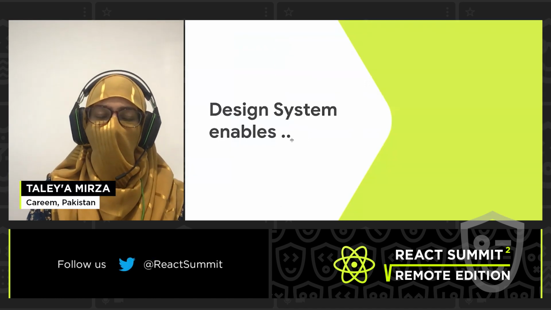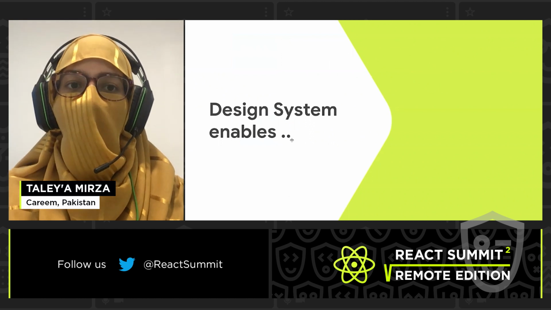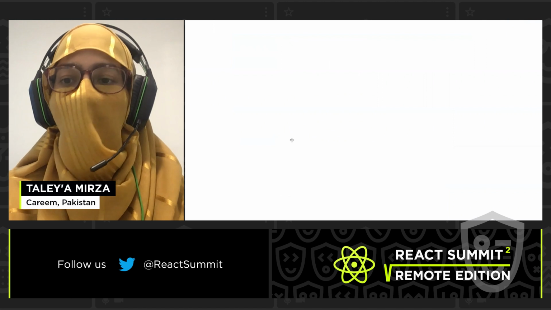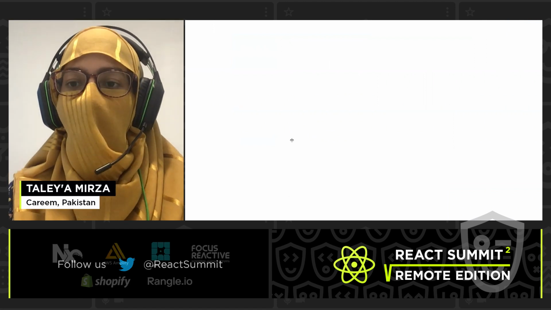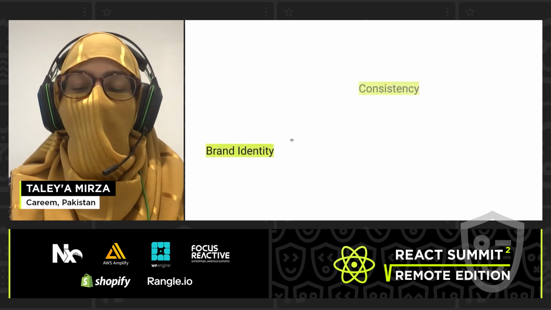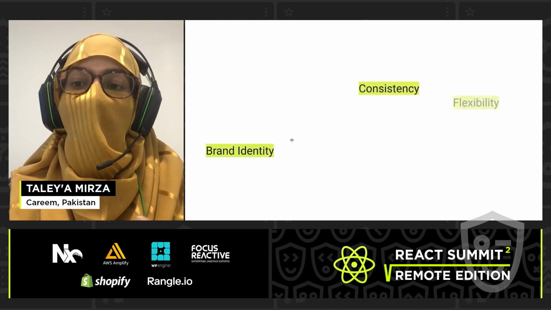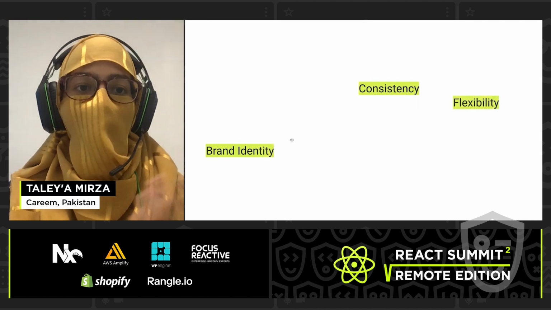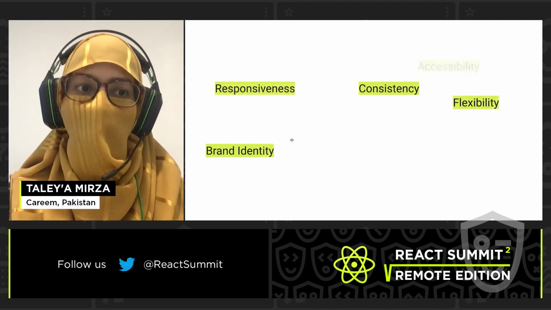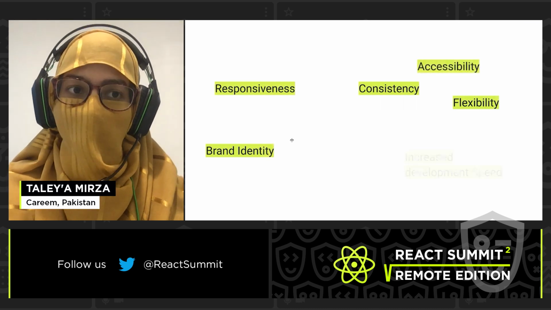So let's conclude now. What benefits do design systems enable? These are the benefits we can have while building the design system. First of all, the brand identity, consistency across the products, flexibility to adapt to changes through our variants, responsiveness throughout all the devices, accessibility standards.